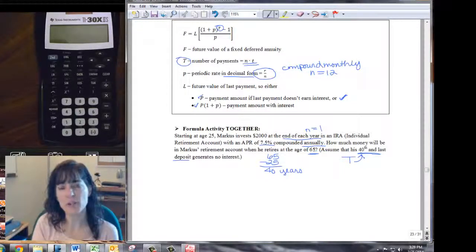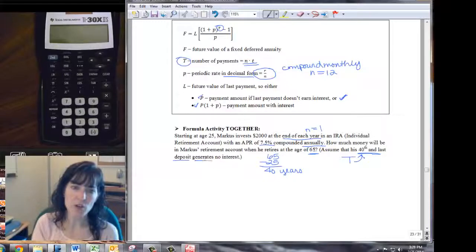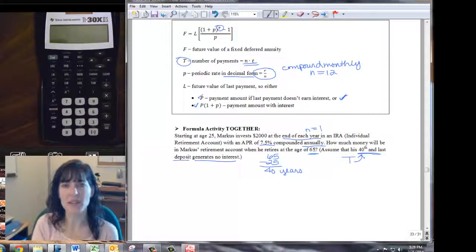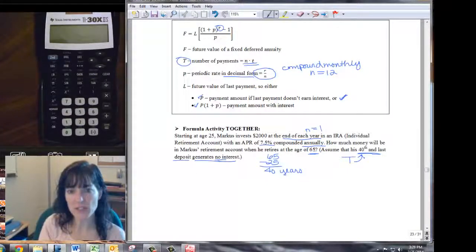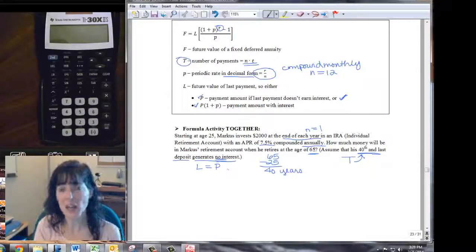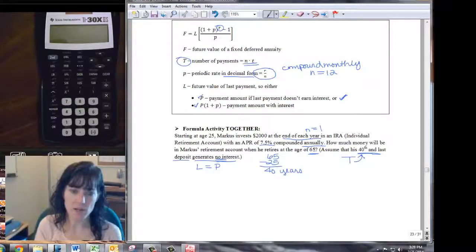And then I see that they've already told me his 40th and last payment, his last deposit. So then I also know, since he's putting the money in at the end of the year, if he takes it out, he's probably not going to get the last year's interest. And they're saying that here too. It's not going to gain any interest on that last deposit. Okay, that's important for us to notice, because this part where it says his last deposit generates no interest, that tells me that my L is just going to be P, the big P. I don't need to do the interest on the final deposit.